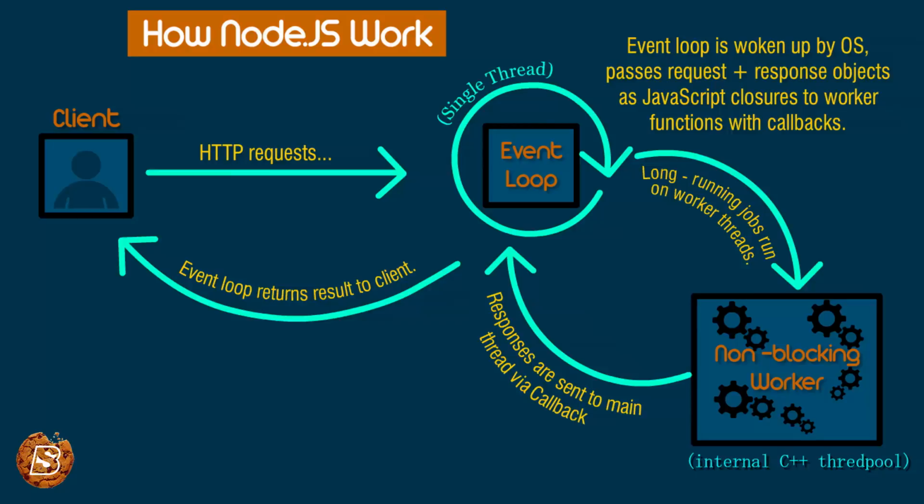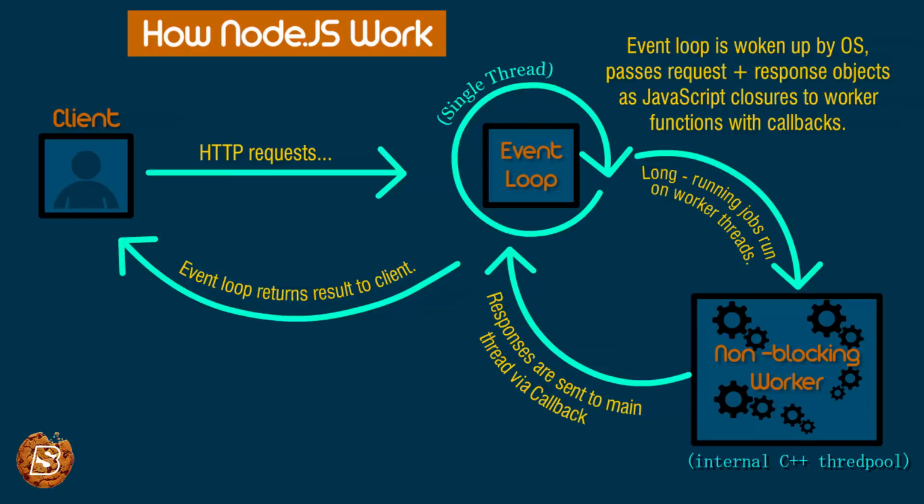Here everything works asynchronously, as we know in Node.js. So we have our request and a callback. The callback will be the response that will be sent back by our Node.js server. That's what is passed together to the event loop, and this whole thing is passed as a JavaScript closure.